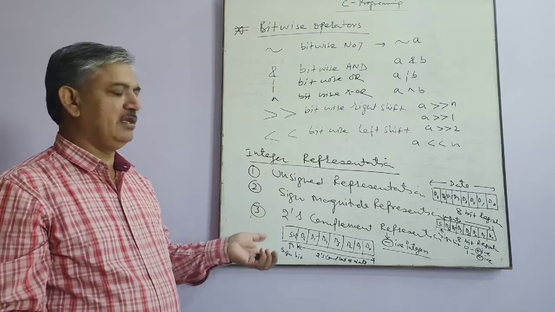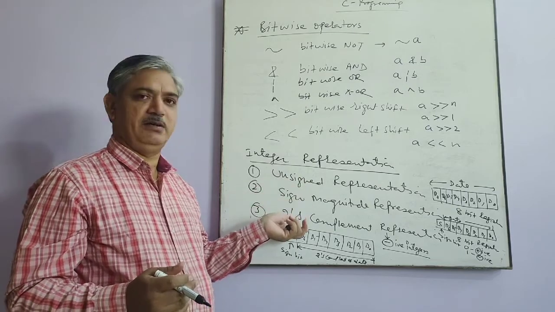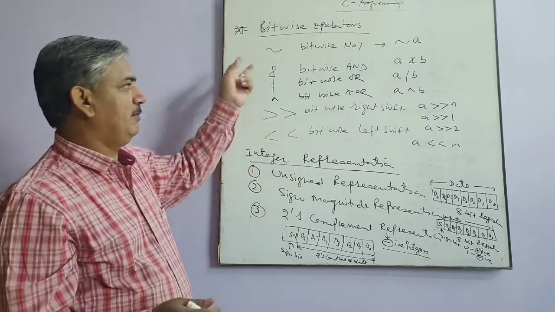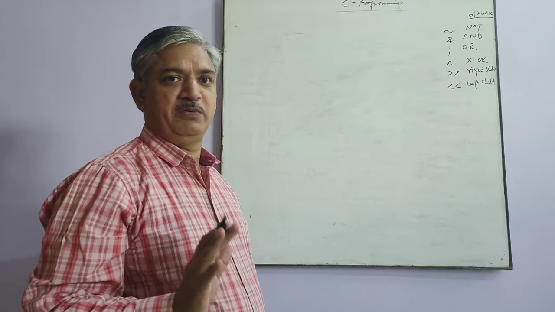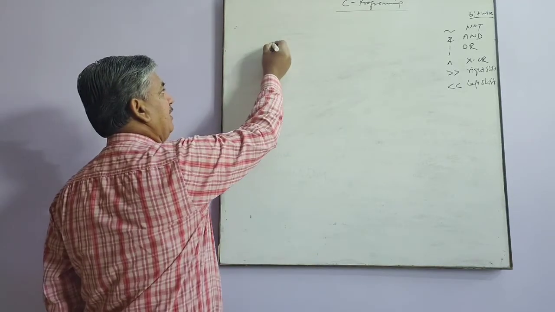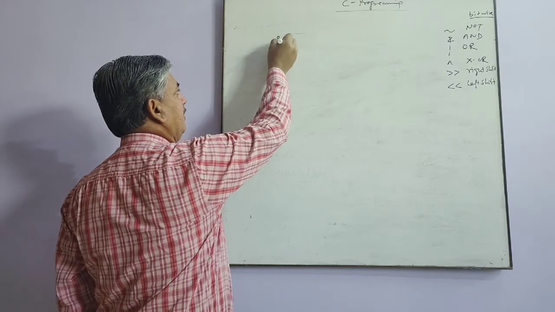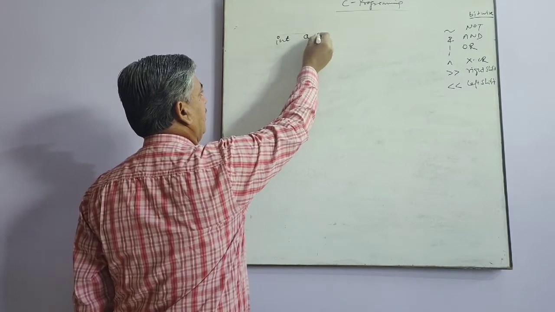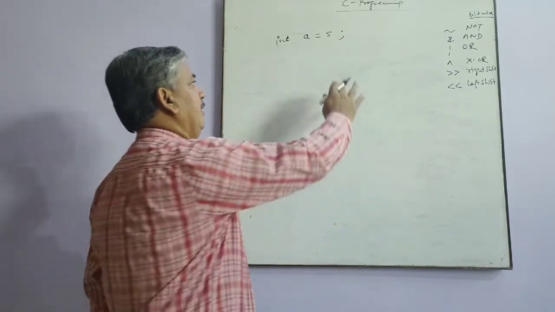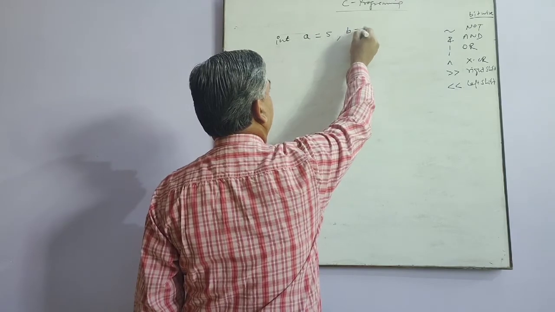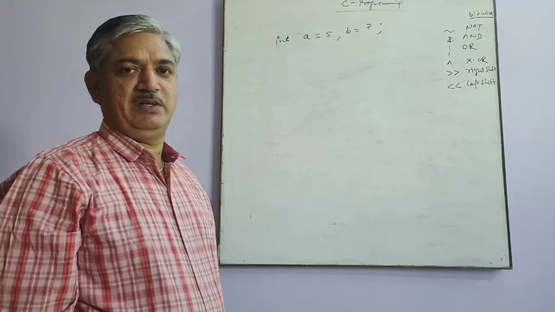So first we have to convert the decimal or integer data into bit representation, and then we apply bit operations. Now consider one example to explain all bitwise operators. Suppose I write int a equals 5, and b equals 7. A is 5 and B is 7.